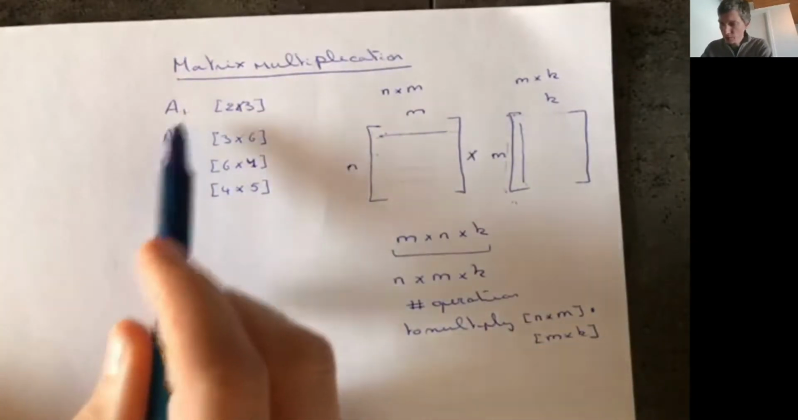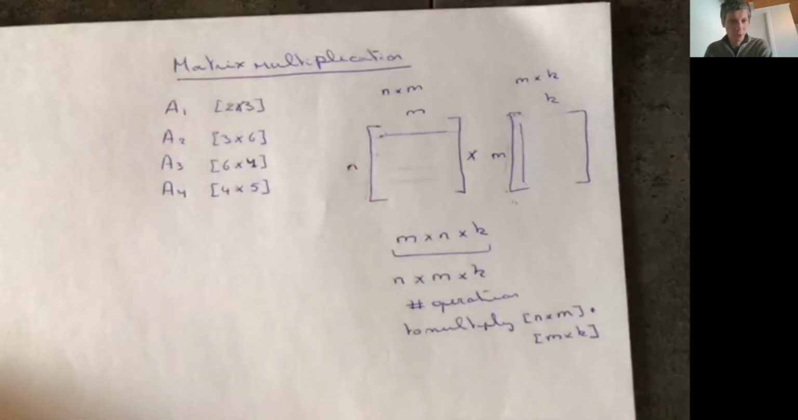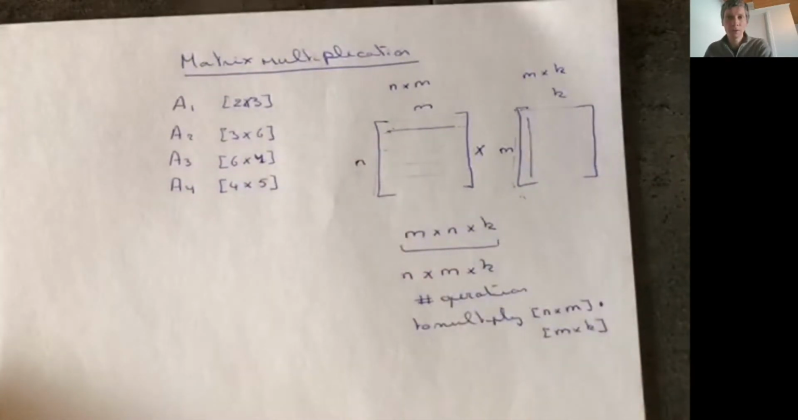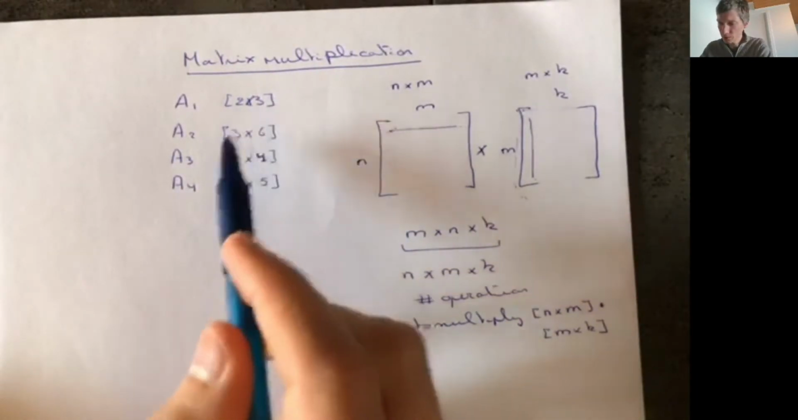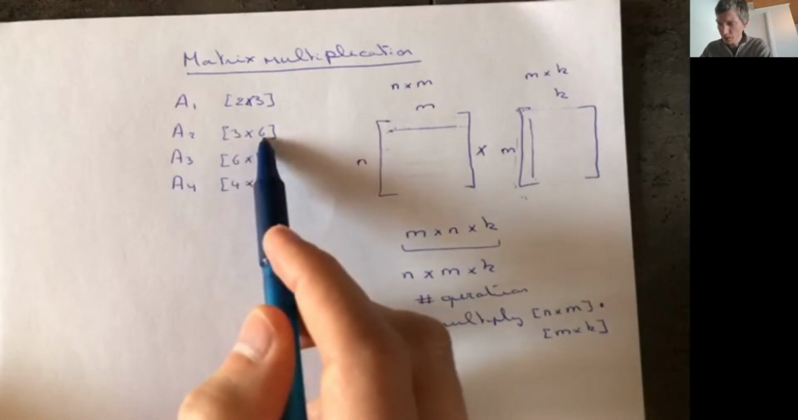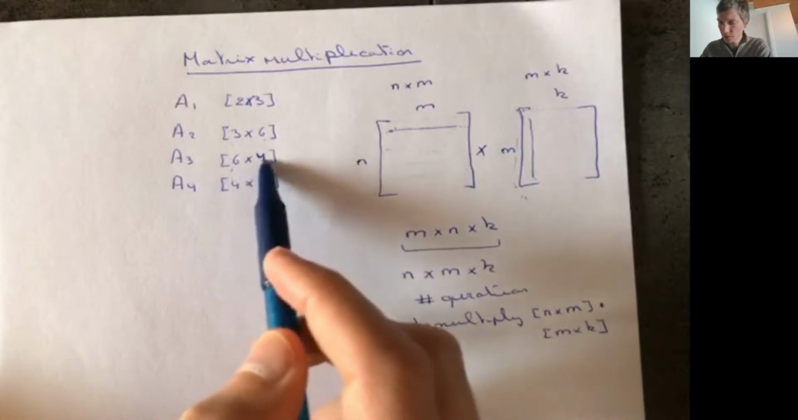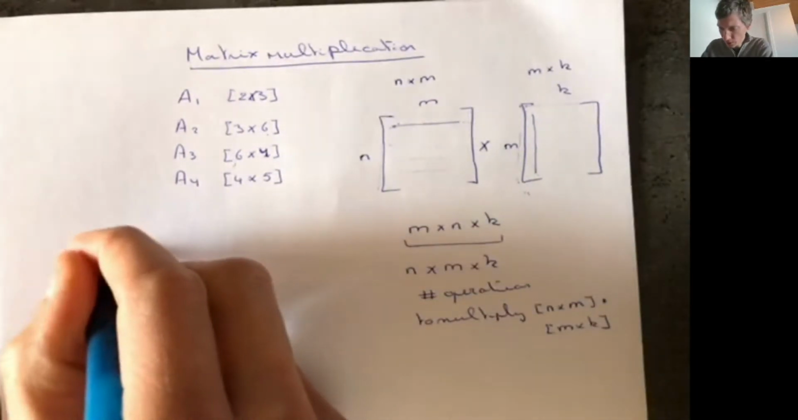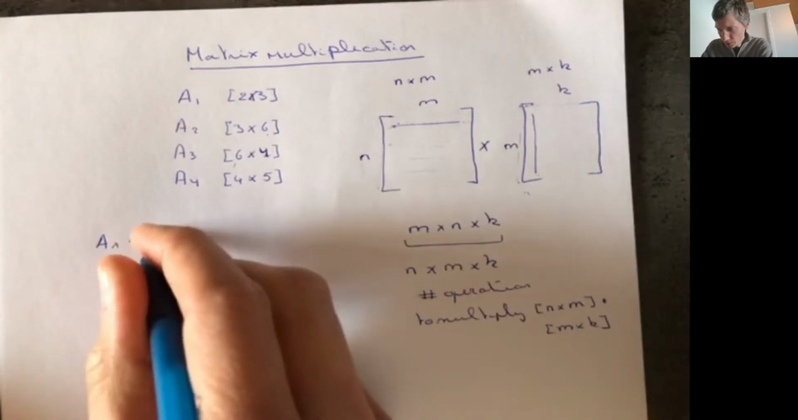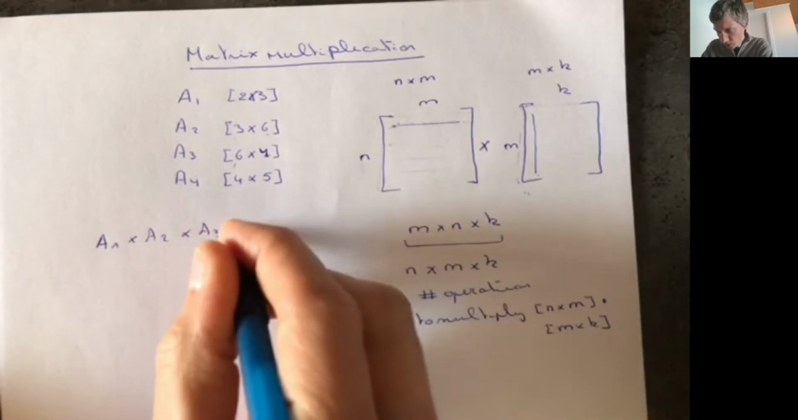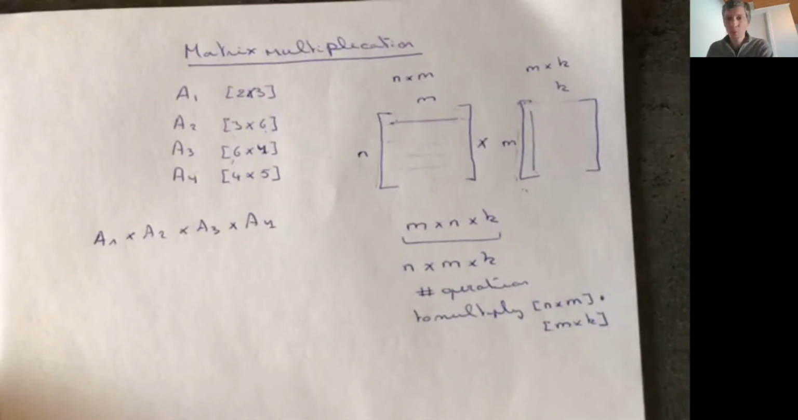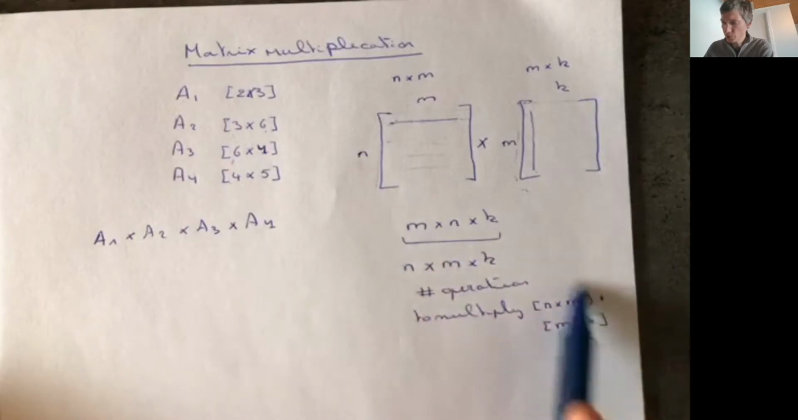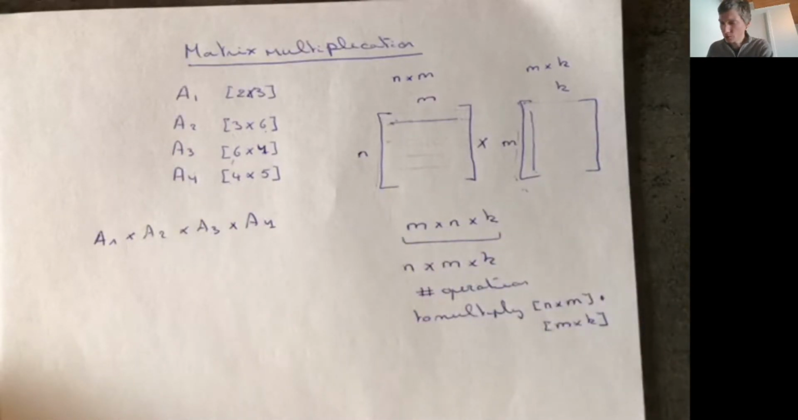Now let's assume that we have 4 matrices, A1, A2, A3, A4, and you would like to multiply them all together. Okay, so we can do this because the number of columns of matrix 1 is equal to the number of rows of matrix 2. The number of columns of matrix 2 is equal to the number of rows of matrix 3, and so on. So we can multiply them together, making the product A1 times A2 times A3 times A4. And the question is now how to do this in an efficient way, in the sense that you want to minimize the number of operations you need to do.